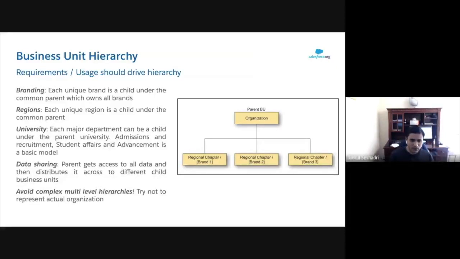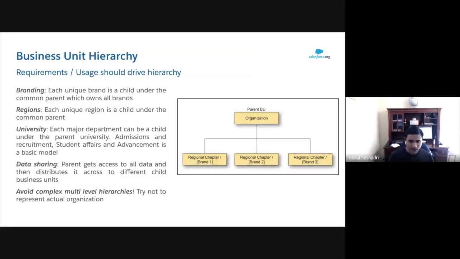Then there is also this consideration around data sharing. Please note that parent will actually get access to all data typically, even though you can actually decide to branch out. But in a typical case, parent would get access to all the data, typically from Salesforce, and then distribute it across different child business units. That's a kind of recommended pattern, which we'll talk about in little detail.